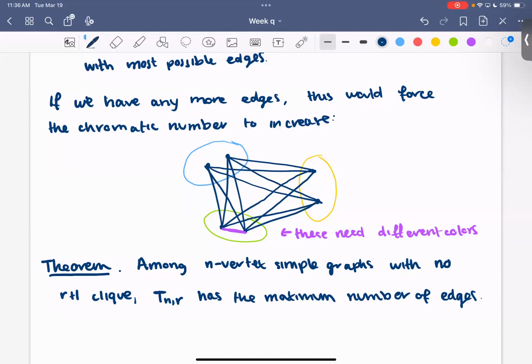Okay, so let's look at this example again. So this was T(6,3). That means that r+1 is 4. And so what this theorem is saying is that if I add an edge, then I'm going to have a clique of size 4 in here. So let's see where we get that. So I added this edge. And then if I take these guys, so here's my clique of size 4.